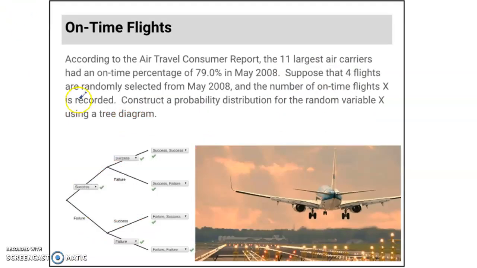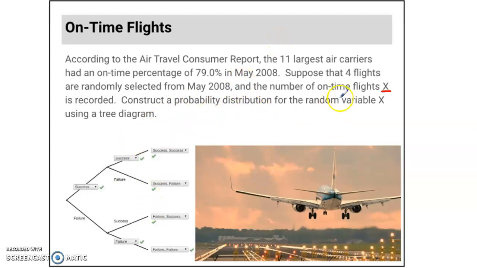Moving on. All right, this situation tells us that we're looking at 4 different flights randomly selected from May 2008, and the number of on-time flights, which is a random variable x, is recorded. This is a random variable, so we are able to make a probability distribution for it, and then we're going to see if it's binomial.